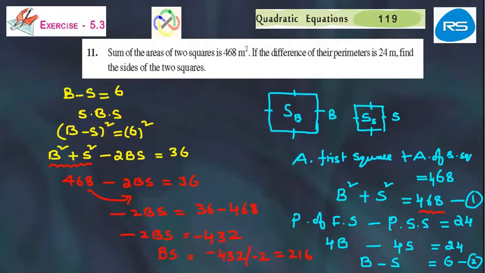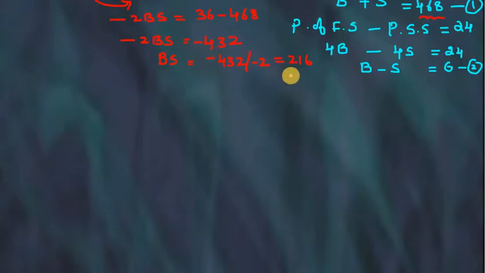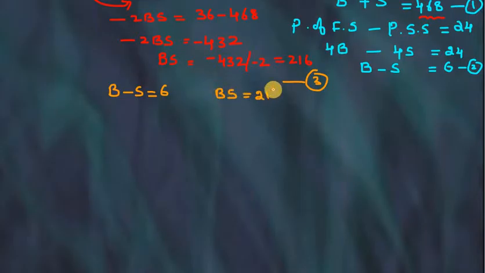Yeah, we will go further. I am taking this as the third equation. From first and third, what is the first? B minus S is equal to 6. What is the third? BS is equal to 216.